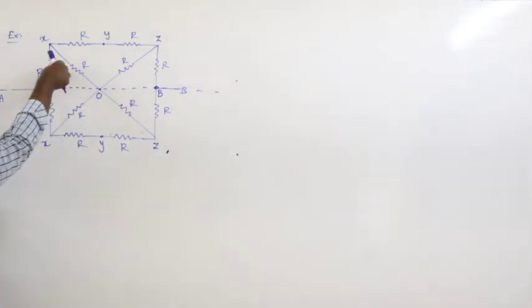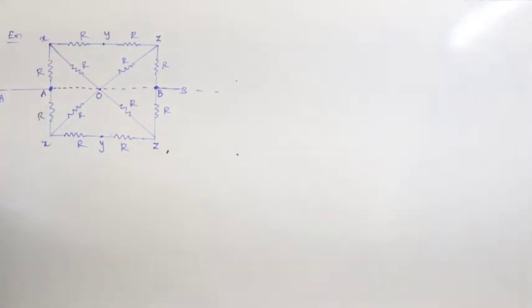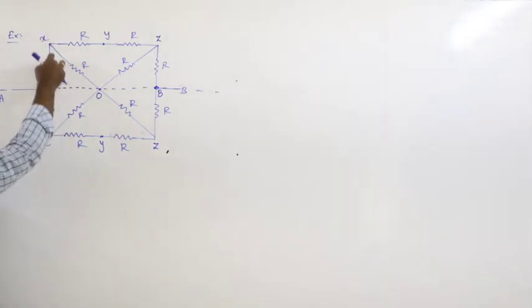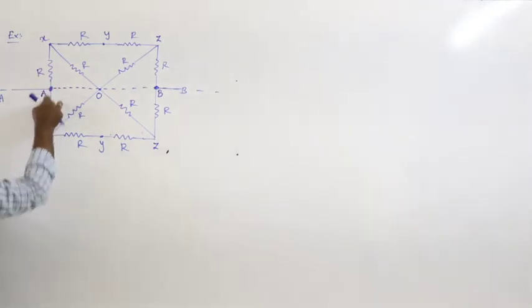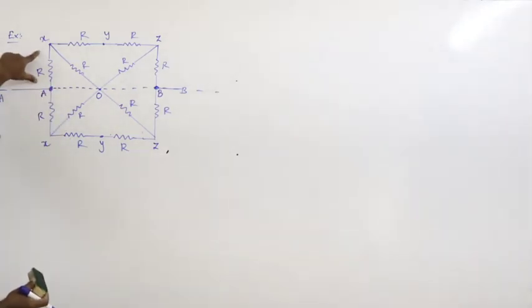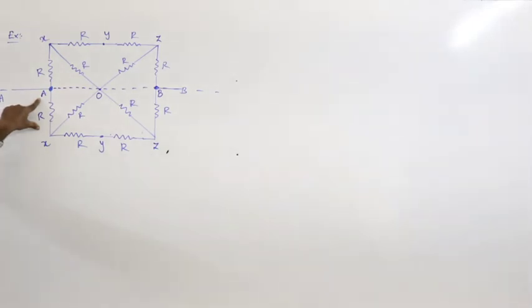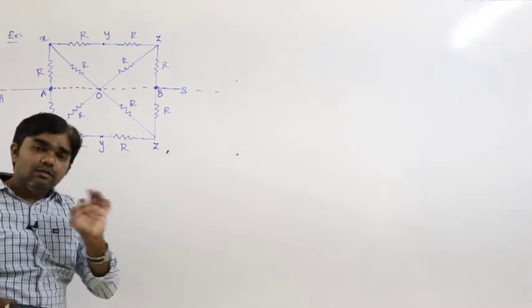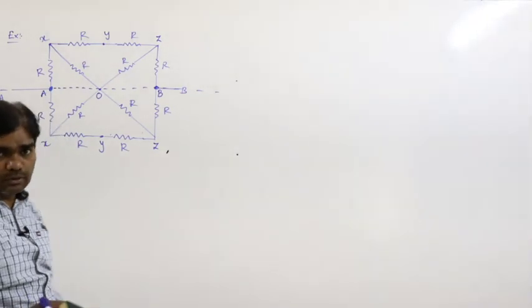So here it is the resistance between A and X. Here is the resistance between A and X. Here also it is the resistance between A and X. So this resistance and this resistance lie between the same potential points A and X, and here also A and X. This R lies between A and X, and this R also lies between A and X. So this resistance and this resistance lie between the same potential points. So that means those are in parallel, no doubt about that.